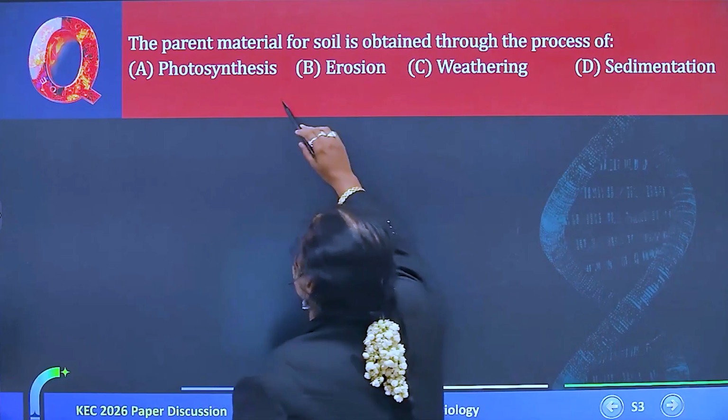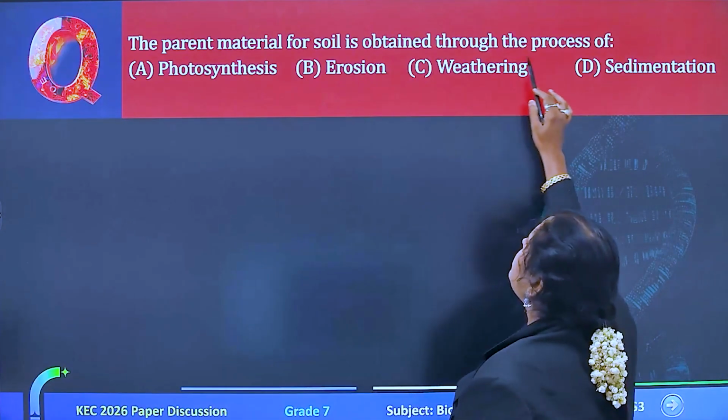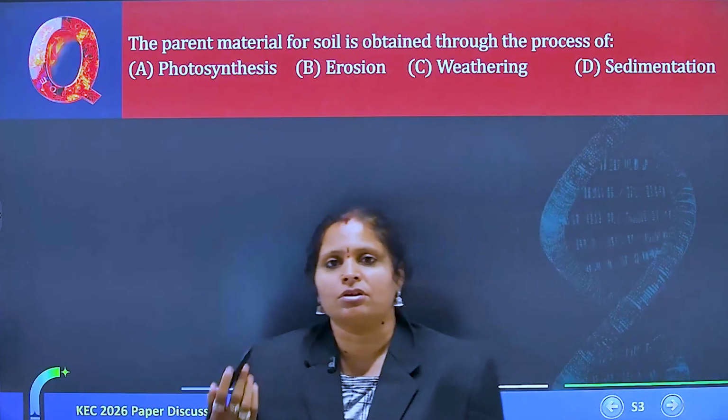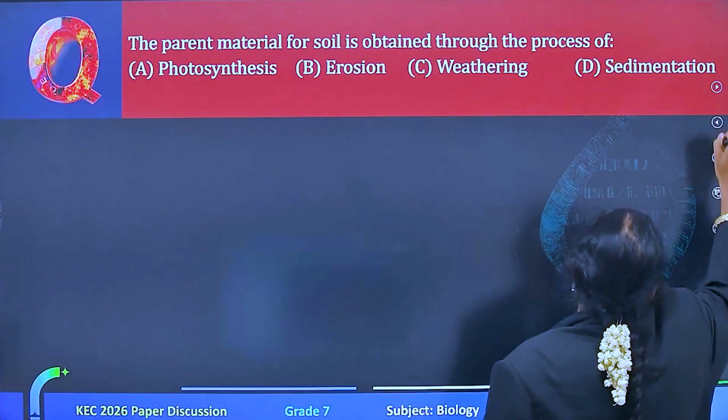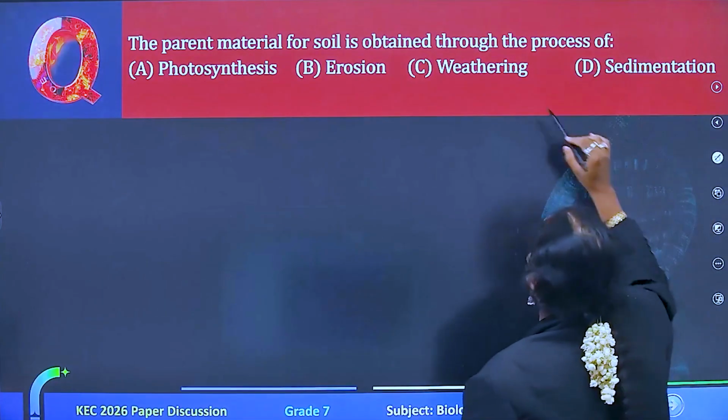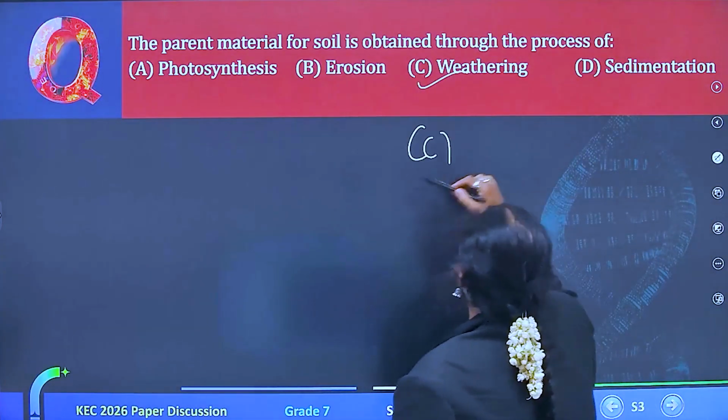What is the first question given? The parent material for soil is obtained through a process of. So the process of soil formation, what do we call it? Simply weathering. What is the answer for this question? Weathering. C will be the correct answer.